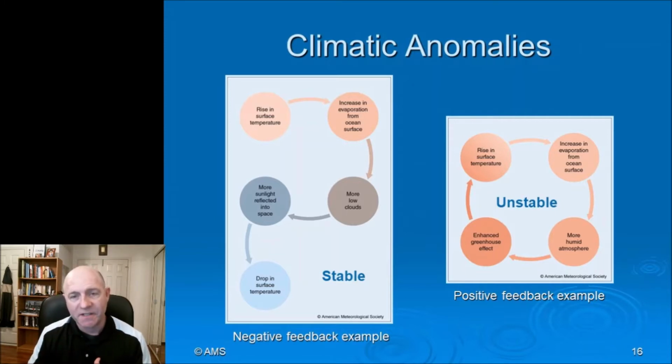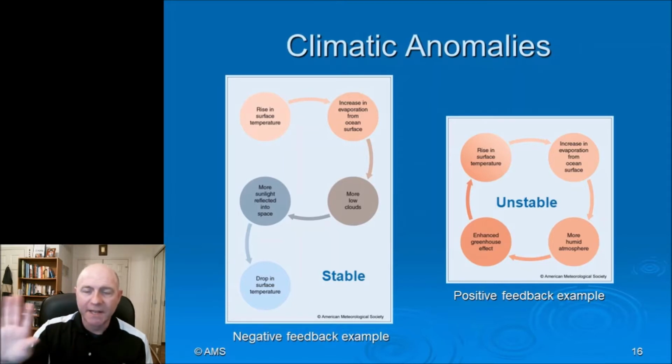Flip side of that is the unstable equilibrium. If there's a rise in surface temperature and an increase in evaporation, but that also could mean a more humid atmosphere, meaning more water vapor is in the atmosphere. And like carbon dioxide, water vapor is a greenhouse gas, meaning that it effectively traps heat. That's a little bit of a misnomer, and we'll explain why later. But for this example, it enhances the greenhouse effect, which will then further take the temperature up. So that's a positive feedback example, or an unstable equilibrium.